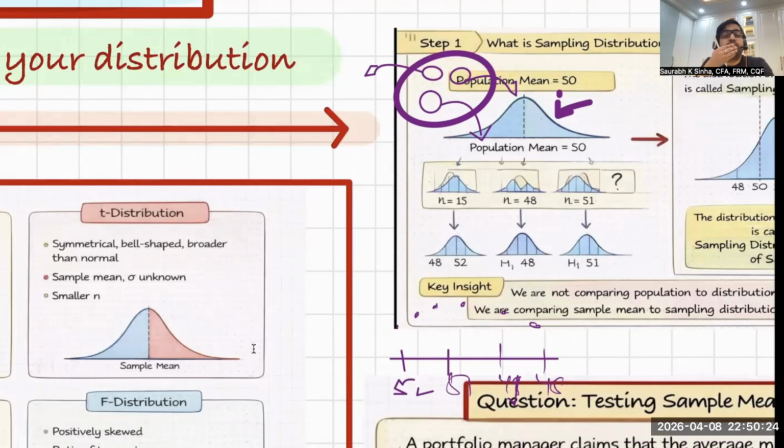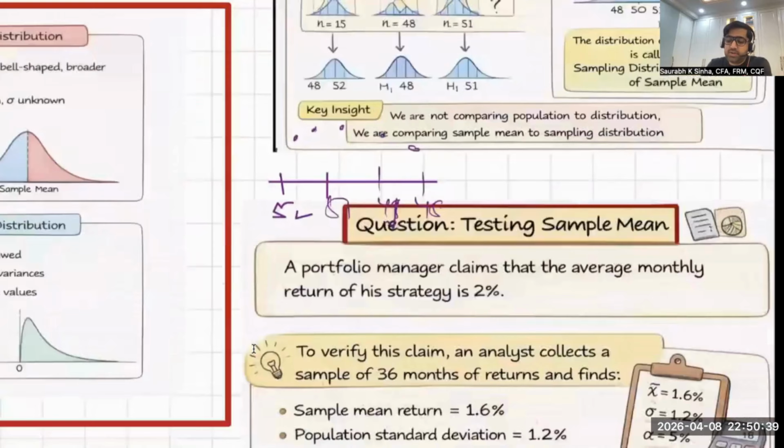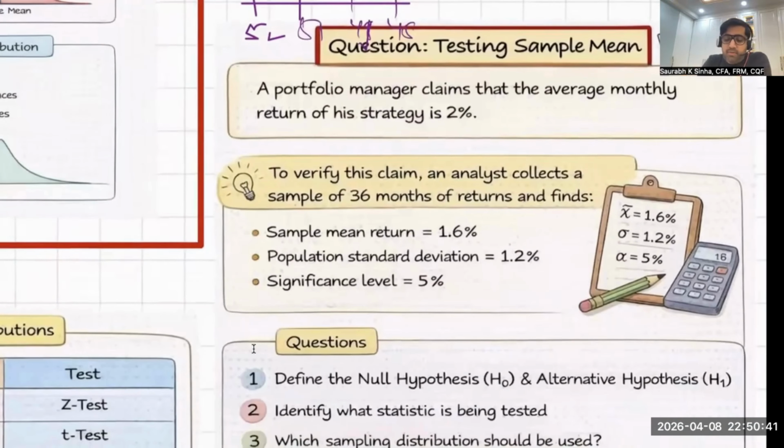Why is sampling distribution important? Why was this concept important? Because in hypothesis testing, we test what? We test the statistics of a sample because we will never know what the population would be. For example, the question would be like this: a portfolio manager claims that the average monthly return of his strategy is 2%. Now, this is his claim. So, what is the claim?